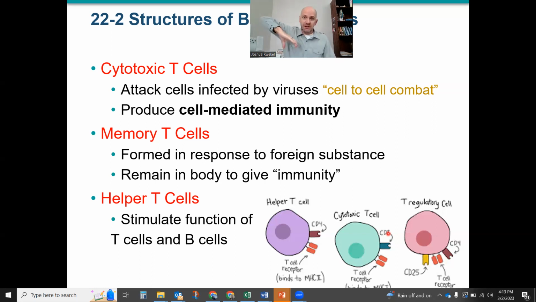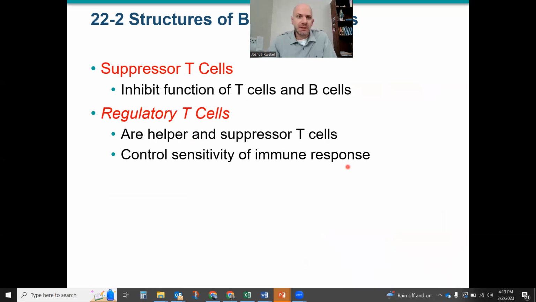The helper cells are CD4 positive. Suppressor cells are cells whose whole job is, once we have this immune response, this amplification of reactivity of the immune system, to suppress the immune system after an appropriate response, to say, hey, okay, we've done our job. Let's all quiet down and reduce that immunogenicity, and to inhibit the function of T cells and B cells.